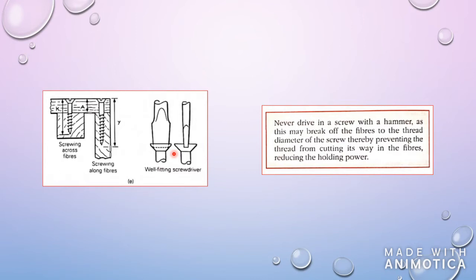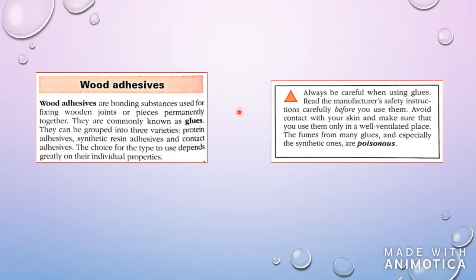We are going to move on now to wood adhesives, and this is things like glues and things that hold the board together. So one thing you should always do is be careful when using glues. You should always read the safety instructions before you use them because they are very poisonous, and you want to avoid contact with your skin for certain types of adhesives. Adhesives can be grouped into three varieties. You have protein, you have synthetic, and you have contact adhesives. Okay. All right. The type that you use depends on individual properties.